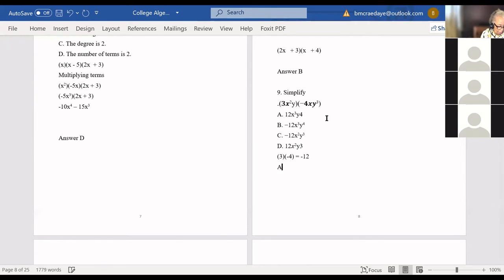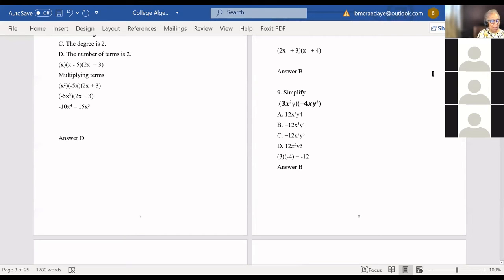So Latoya said B. What would you say, Chastity? Latoya said B. Do you agree? I think so. Yeah, I say B too. Okay. Minus 12, and you add the powers: x to the second times x to the 1 would give you x to the third, and then y to the 1 times y to the third gives you y to the fourth. So that would be the answer. Answer B. Questions?